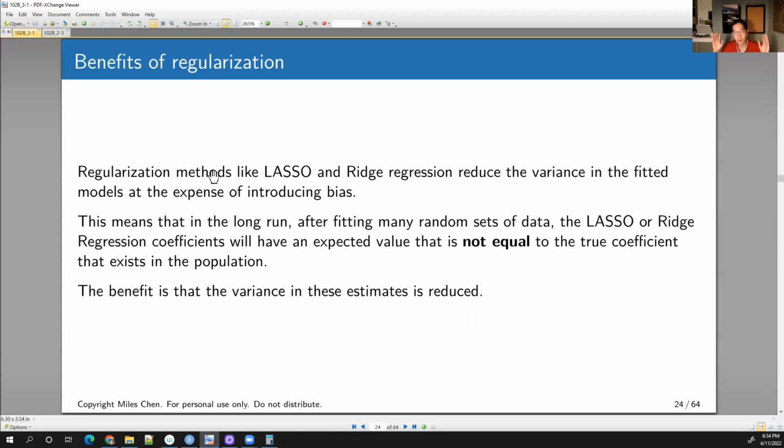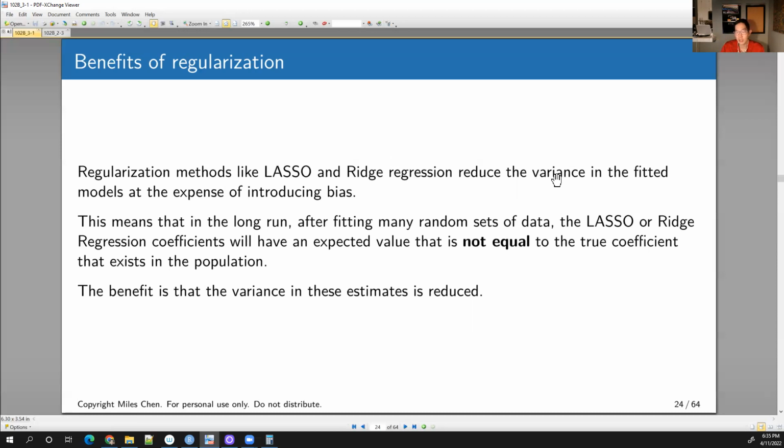So if two people fit OLS models, their slope parameters could be quite different. If two people fit ridge regression models, even with different random samples, their ridge regression coefficients won't be super different, only slightly different. So we're reducing the amount of variation in those estimates, but the issue is we're introducing bias.